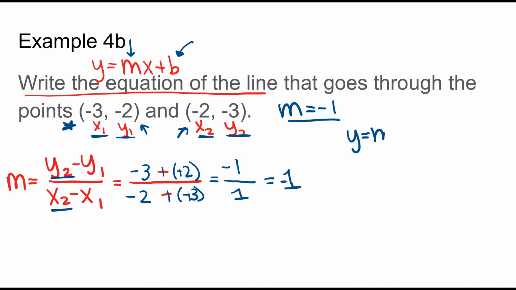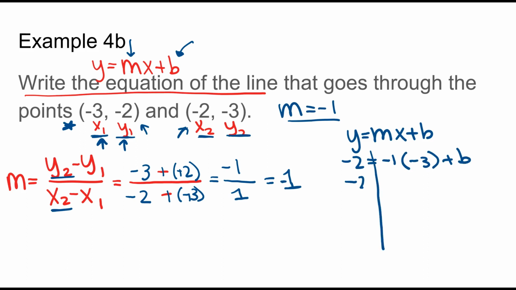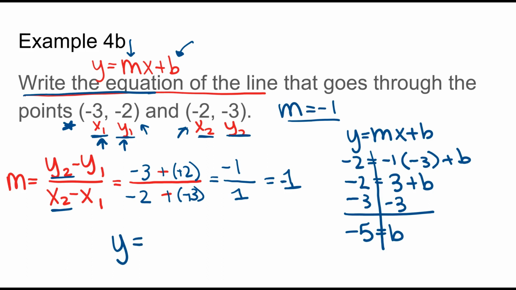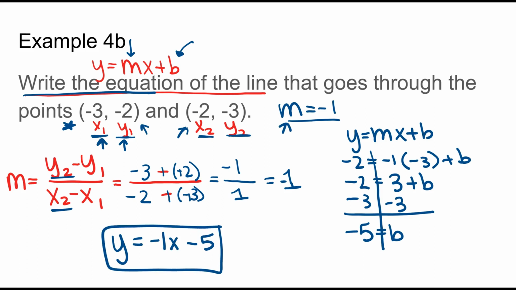So y equals mx plus b. Be really careful. The y in this one is -2. The m is -1. The x is -3 plus b. -2 is equal to +3 plus b. Minus 3 on both sides. We get -5 is equal to b. Careful, don't circle it. The directions want an equation. Y equals m, -1x, minus 5. You could also write this as y equals -x minus 5. You don't have to show that coefficient of 1.